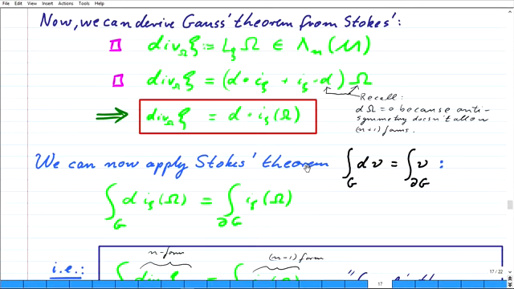It also means, by the way, that if you go from a right-handed to a left-handed coordinate system, the divergence picks up a minus sign. A scalar function would not. Okay? An element of Lambda 0 would not. So now that we have the divergence, we can derive Gauss's theorem from Stokes' theorem.